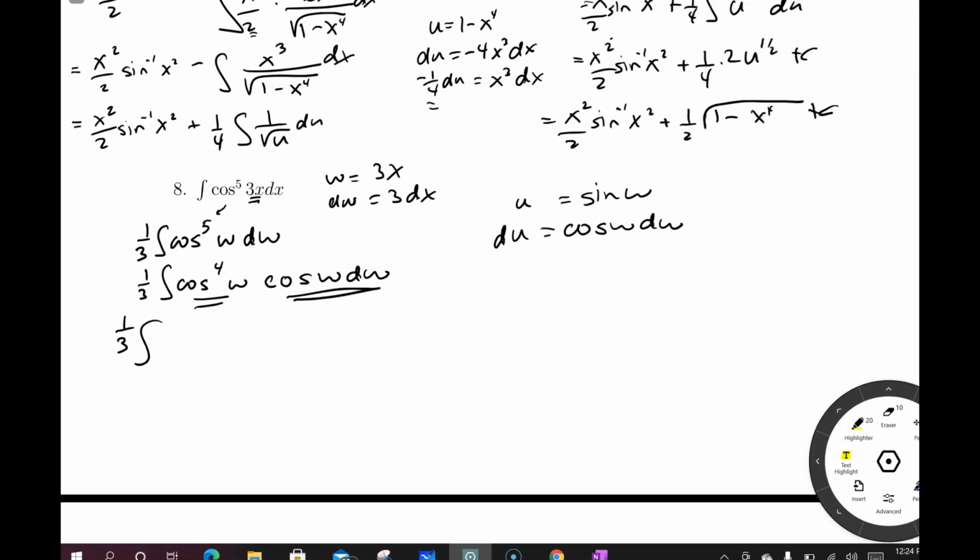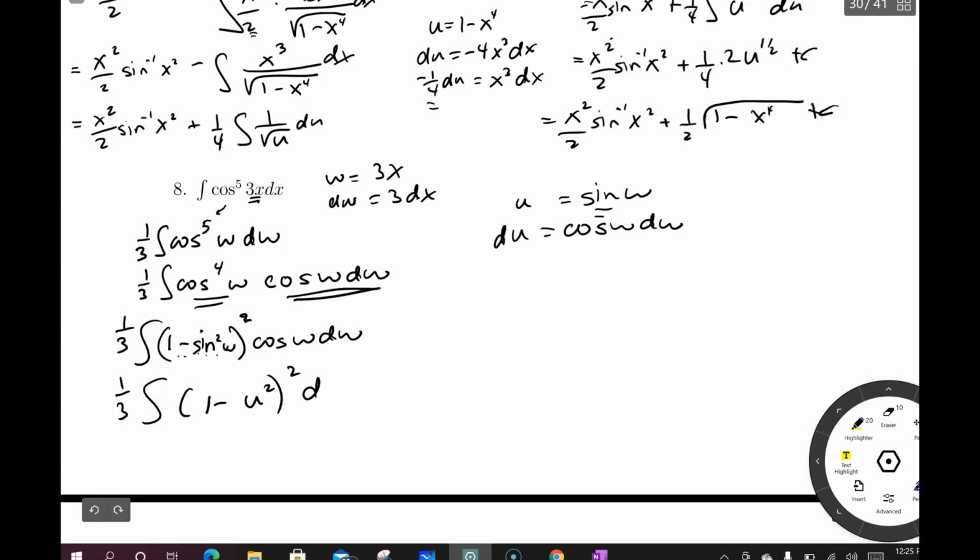So I know cosine squared, cosine to the 4th is cosine squared, right? So cosine squared gets replaced with 1 minus sine squared. Cosine w dw. Now I'm ready for my u substitution to work. So I get 1 minus u squared du. So carrying this along, multiplying this out.